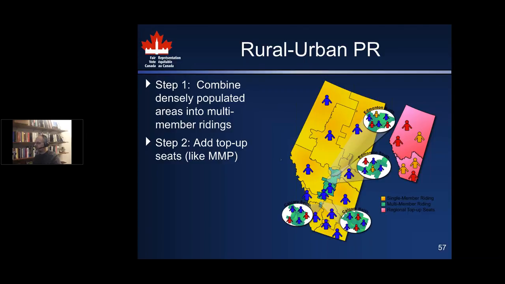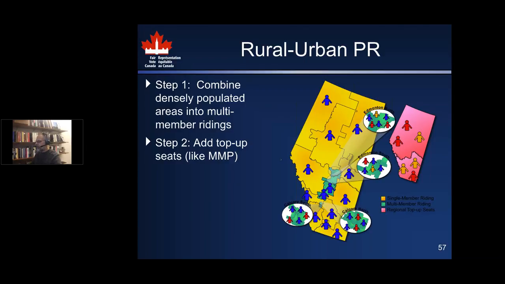So in the 2015 election, with a simulation of rural-urban proportional, we would have had more Conservatives elected in those local ridings than would be proportional. And so we balance that out by having top-up seats filled by Liberals and NDP.